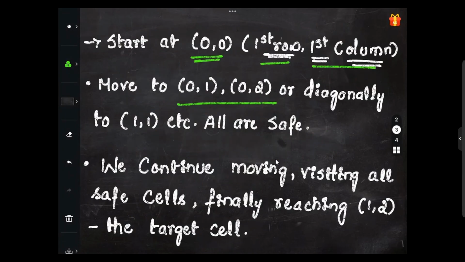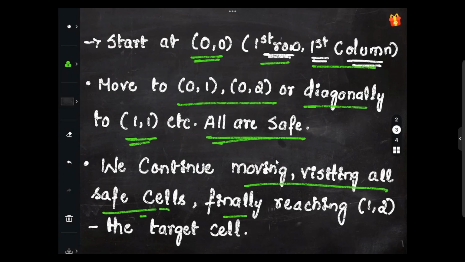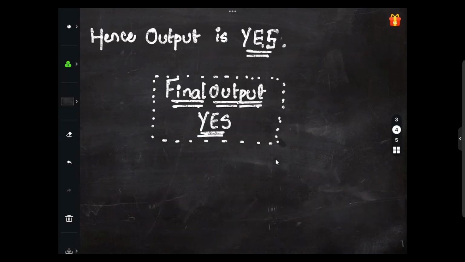We'll move to 0 comma 1, 0 comma 2, or diagonally to 1 comma 1, etc. All are safe here. We continue moving, visiting all the safe cells, finally reaching 1 comma 2, the target cell. So I have shown the same thing. Don't need that much theory. So the output is quite obviously yes.